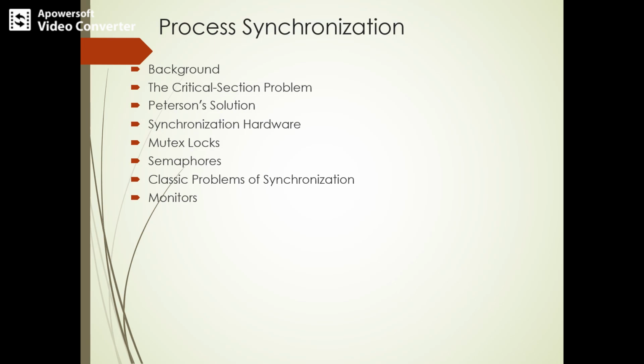So let's study about the background for concurrency, the race condition, which then tells us about the critical section problem. The solution to this critical section problem will also be discussed along with mutual exclusion, lock, and mutex locks, different kinds of locks, with Peterson's solution and classical problems of synchronization, followed by monitors.